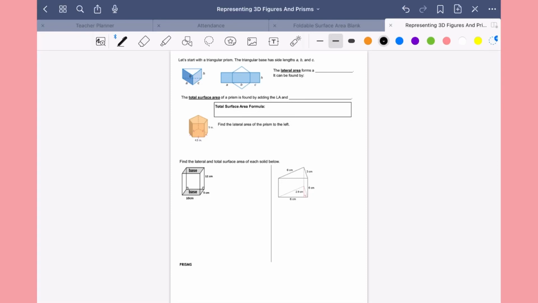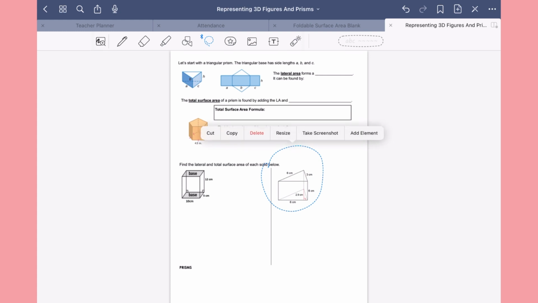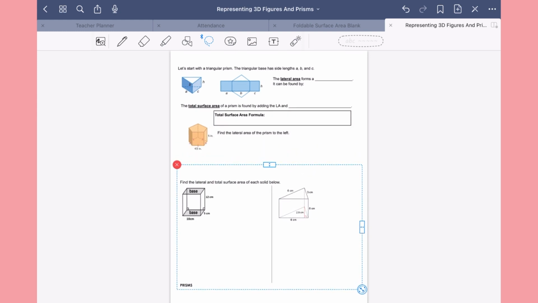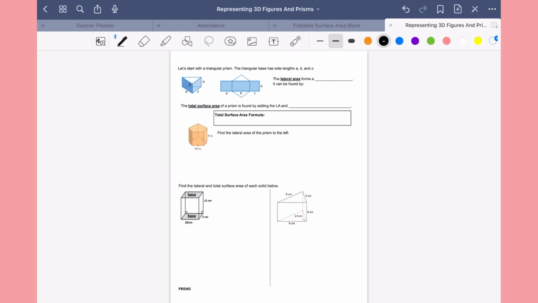All right, everyone, now we're going to move on to Prisms. So in your foldable, you should see the Prisms tab open, and when you flip it up, these are the two pages that you should see, okay? So let's get started with Prisms.